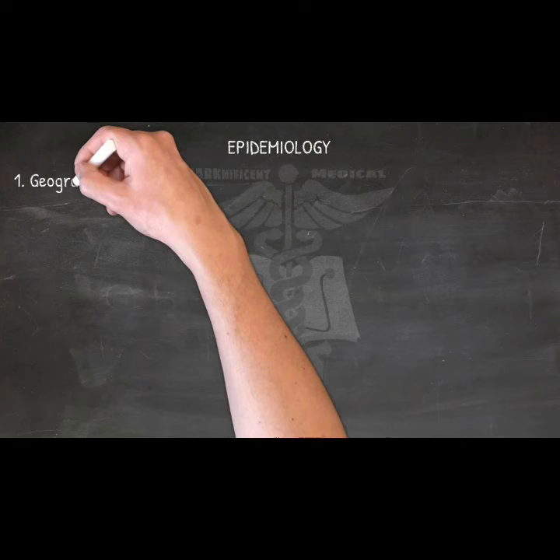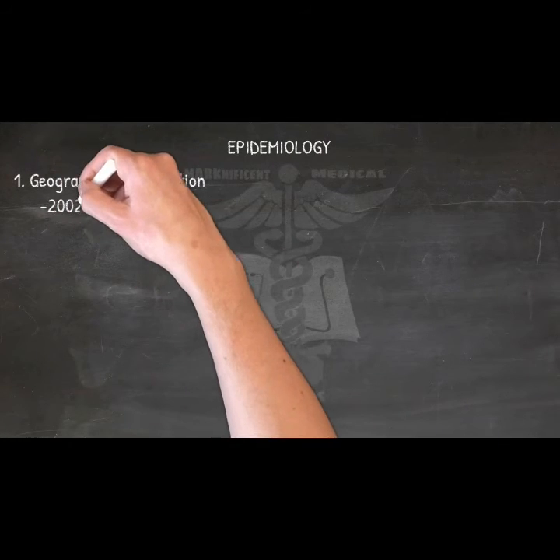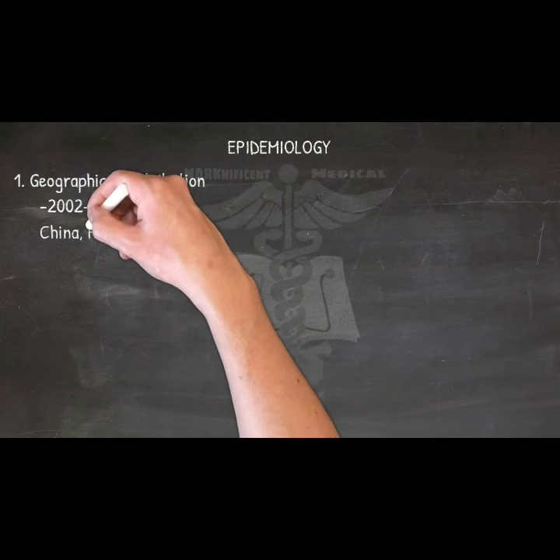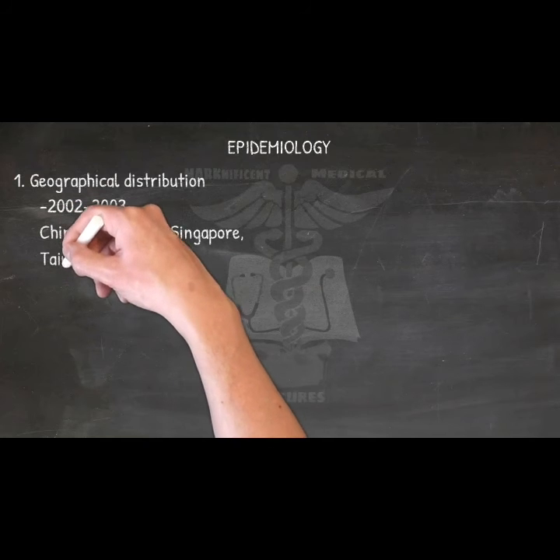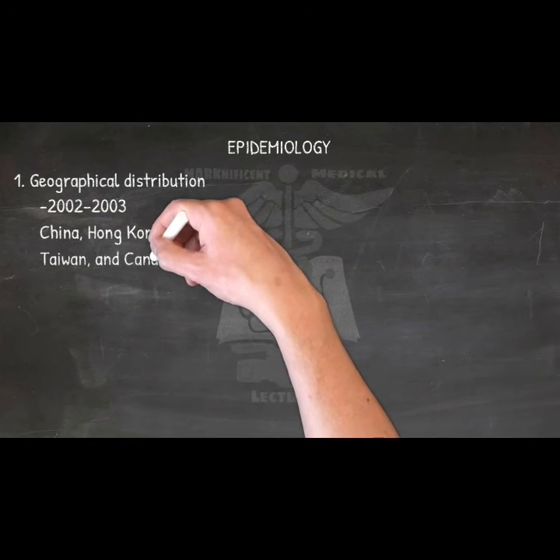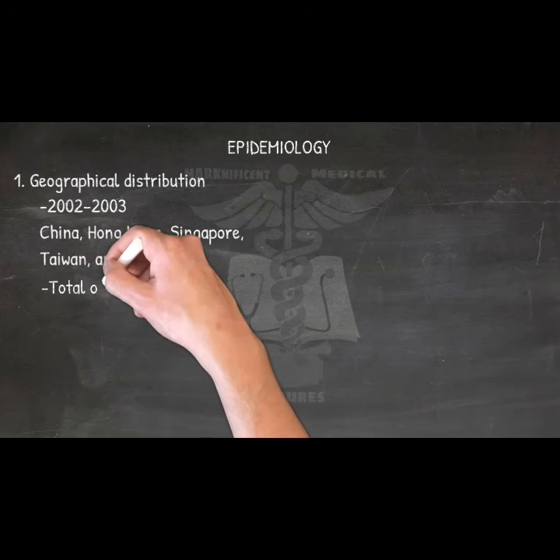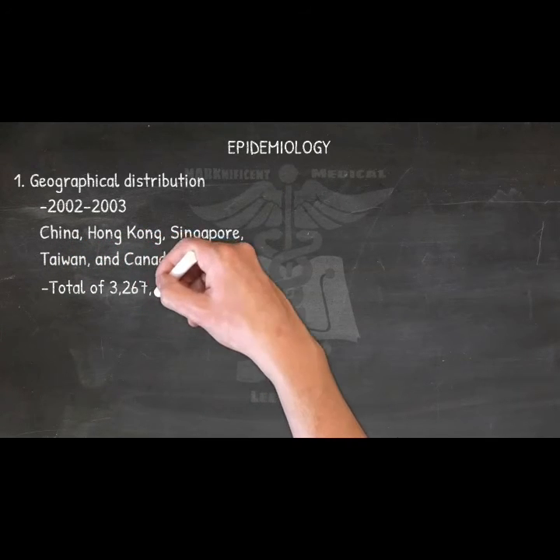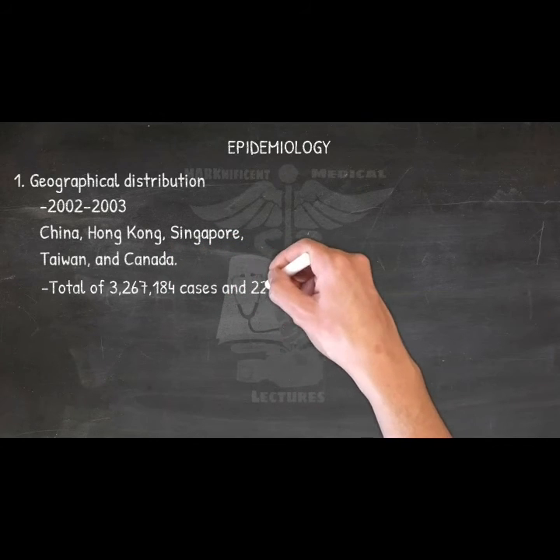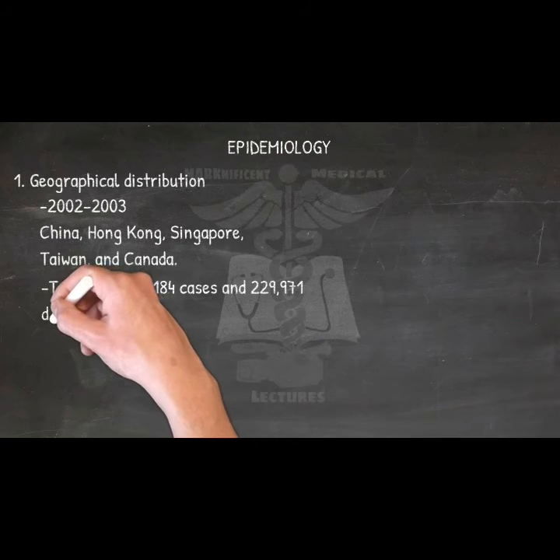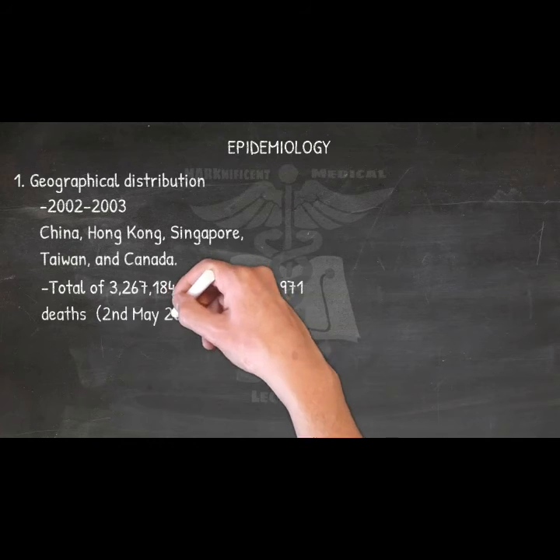Epidemiology. 1. Geographical distribution. The SARS outbreak in 2002–2003 predominantly affected mainland China, Hong Kong, Singapore, Taiwan, and Canada. Today it has moved from endemic to pandemic, with a total of 3,267,184 cases and 229,971 deaths documented on 2 May 2020.